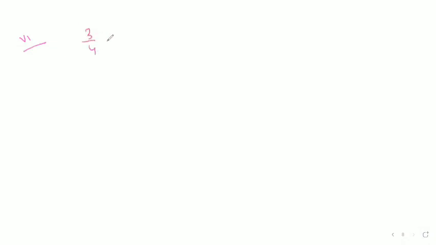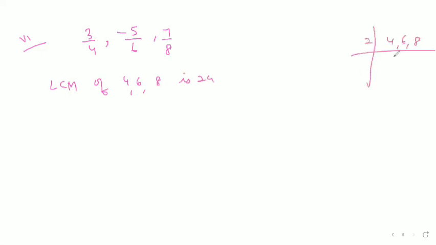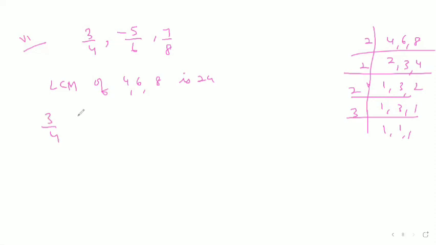So 3 by 4, minus 5 by 6, and 7 by 8. Take the LCM of 4, 6, and 8, which is 24. I'll show you how to take the LCM, so you will face no problem in finding the LCM. So LCM is what? 24. Now equate the denominator.